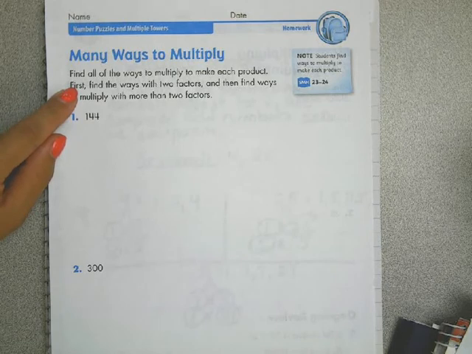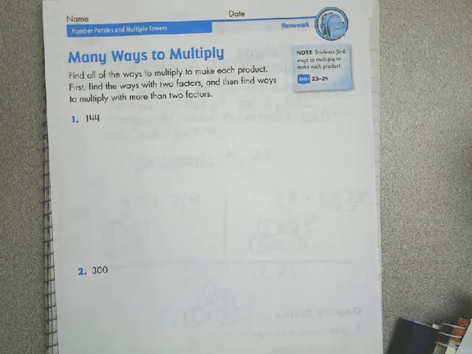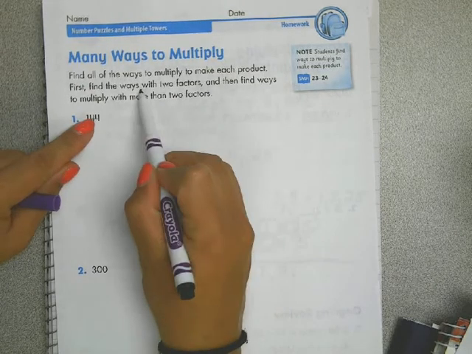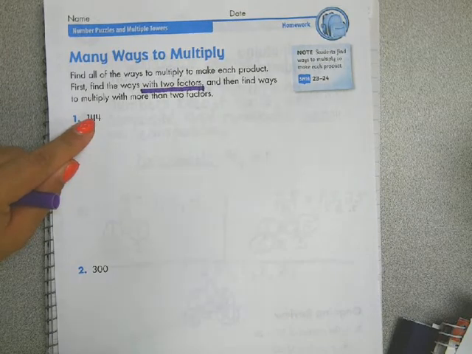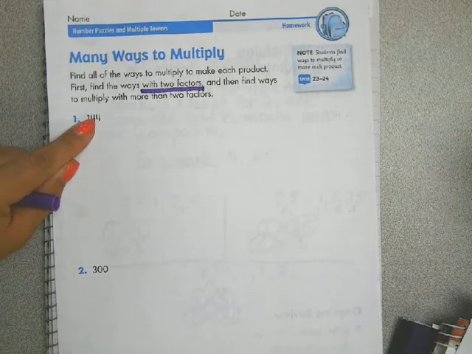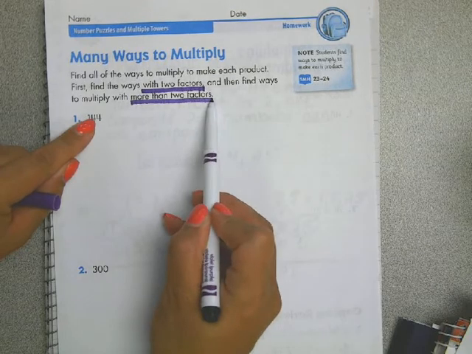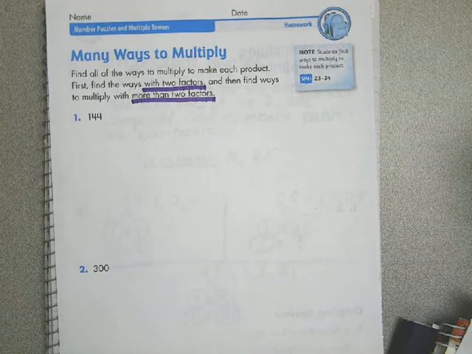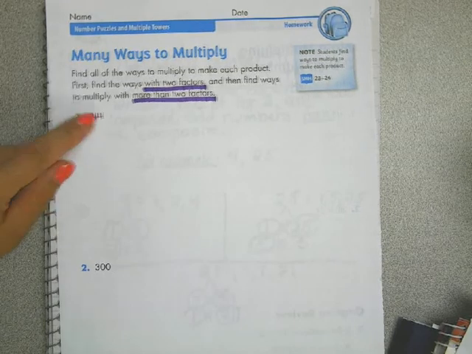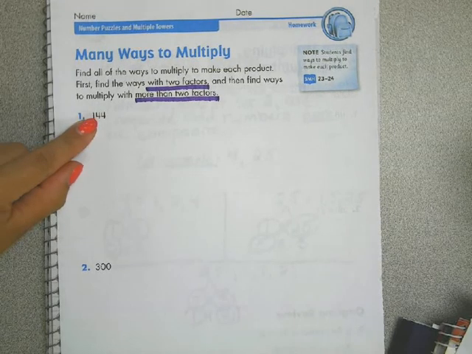I am waiting for names on your paper. First name, last name, class code. So it says, find all of the ways to multiply.